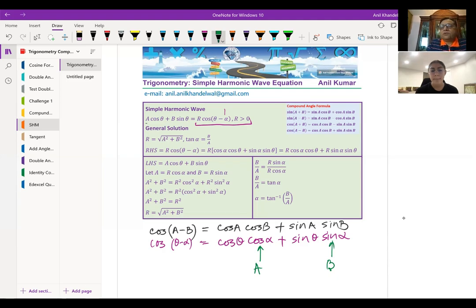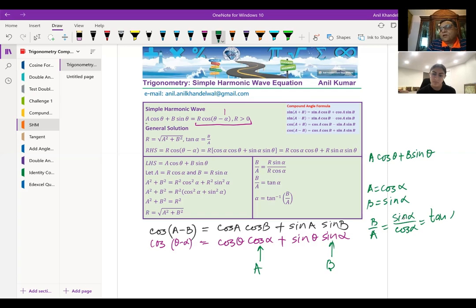So we are working on this equation A cos theta plus B sin theta. Now A is equal to R cos alpha, and B equals R sin alpha, correct? If I take the ratio B over A, what do I get? I get sin alpha over cos alpha, which is tan alpha. So I know what alpha is. Alpha is tan inverse of B over A. B over A are the numbers which are given to you.